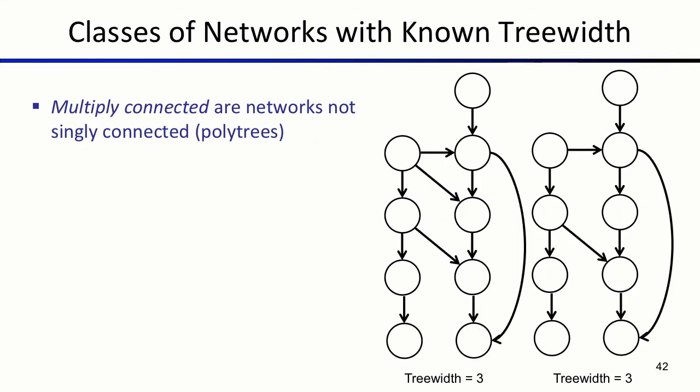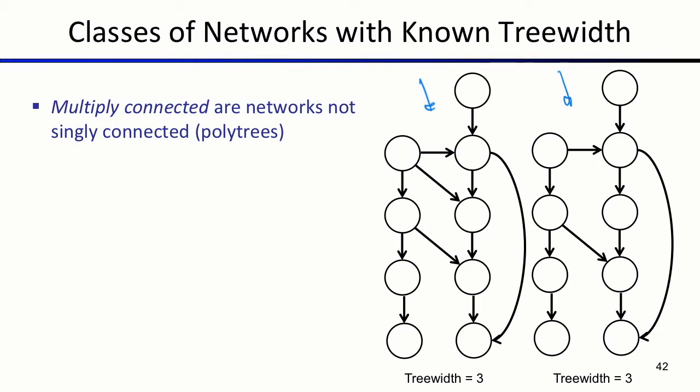And just to give names to everything that we are looking at, we call a multiply connected network a network that is not singly connected. So in other words, it is not a polytree. So these are two examples of multiply connected networks, this one and this one, and we can see that they are not polytrees because they have loops.